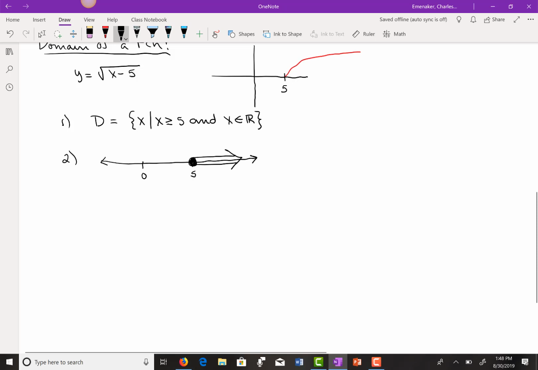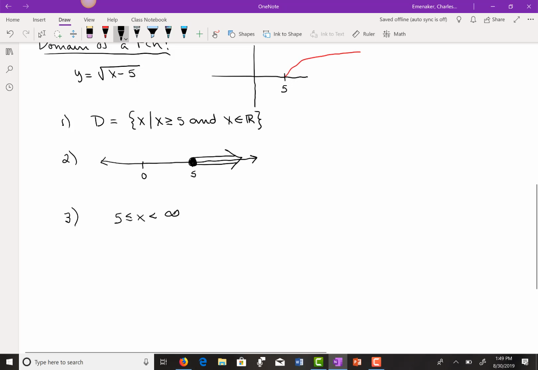Now, I intentionally did this method second because the third way that you can do this is fairly easy to do once you've got the number line. You could write this as 5 is less than or equal to x is less than, not equal to, but just less than infinity. Do you see how the 5 less than or equal to x less than infinity comes right off of the number line?